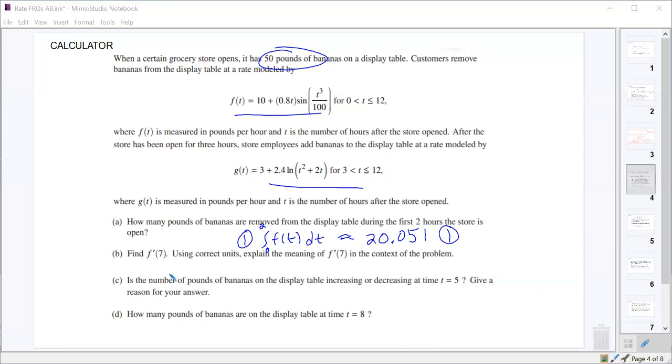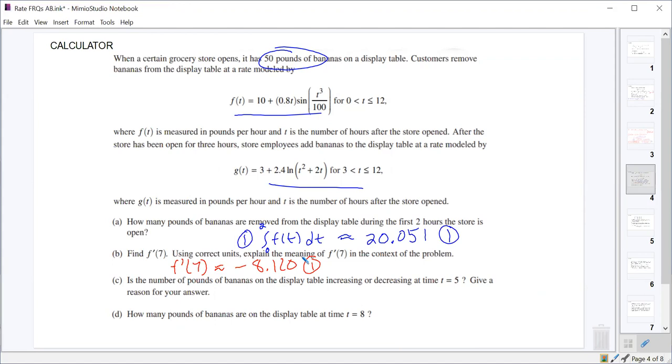Okay, well, finding f prime of 7 should be easy since this is a calculator question. F prime of 7 is equal to negative 8.120. All right, that's 1 point. And then using correct units, explain the meaning of f prime of 7 in the context of the problem.